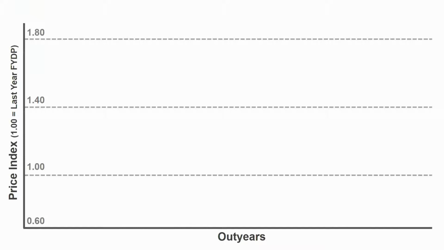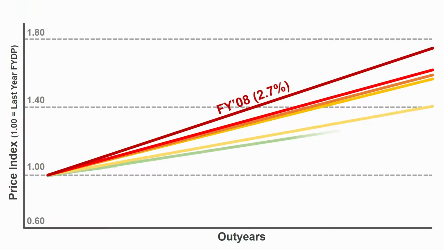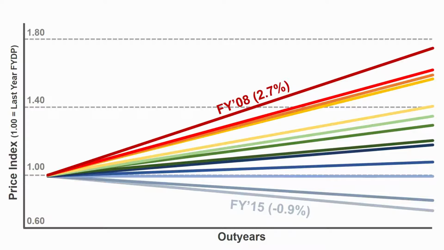Because the life cycle of a defense program can last several decades, small differences in assumed out-year forecasts can create big changes. For example, the forecasted escalation rate for the 5th year of the fiscal year 2008 guidance was 2.7% per annum. After 20 years of escalation at 2.7%, the price for a barrel of fuel increases roughly 70%. In contrast, the forecasted escalation rate for the 5th year of fiscal year 2015 guidance was negative 0.9% per annum. After 20 years of de-escalation at negative 0.9%, the price of a barrel of fuel decreases nearly 17%.